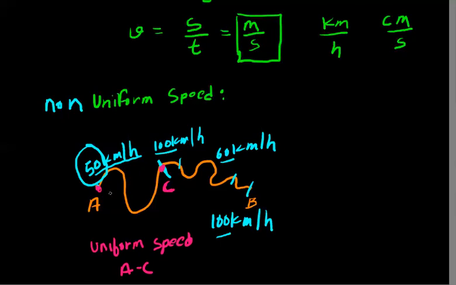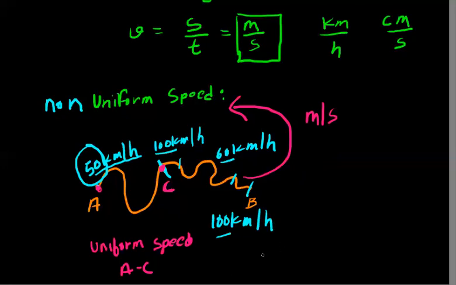And if you consider from A to B, the whole motion, the body is traveling with a non-uniform speed. Now again, for uniform speed and non-uniform speed, the units are exactly same, meters per second.